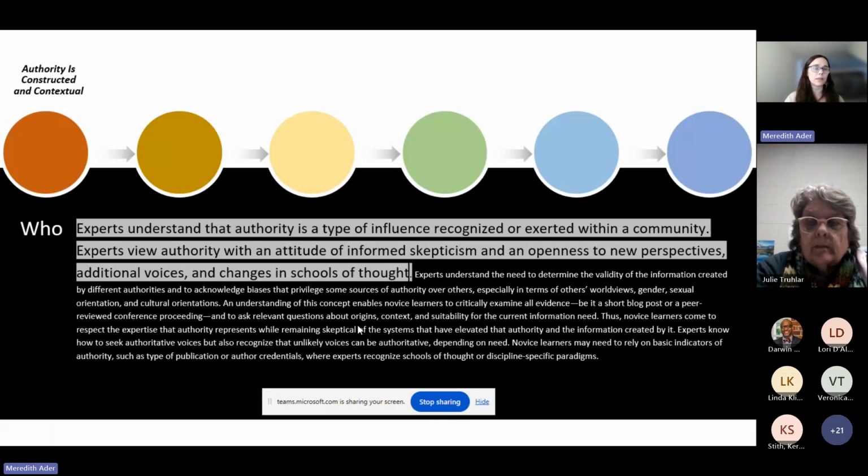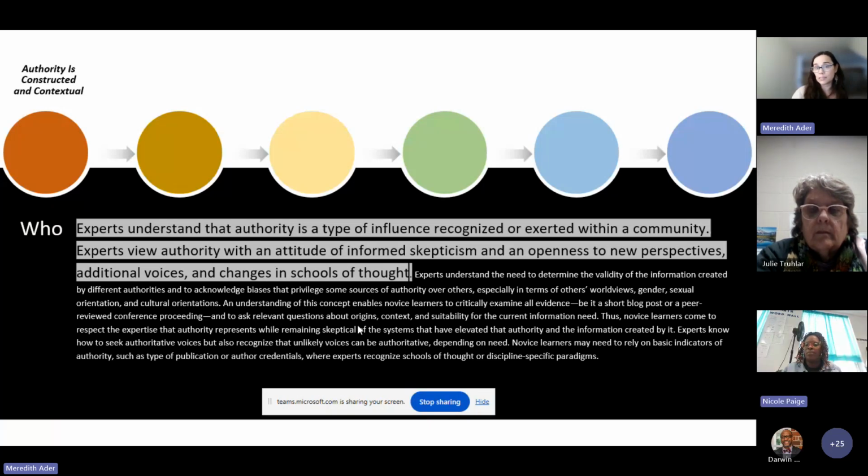So more specifically, when we talk about authority as constructed and contextual, we understand that experts understand that authority is a type of influence that's recognized or exerted within a community or a field of study. Experts view authority with an attitude of informed skepticism, but also with an openness to new perspectives, additional voices, and changes in schools of thought. So again, that first frame we're looking at.